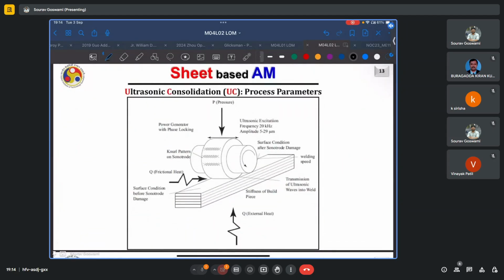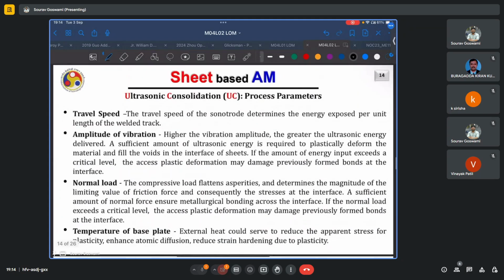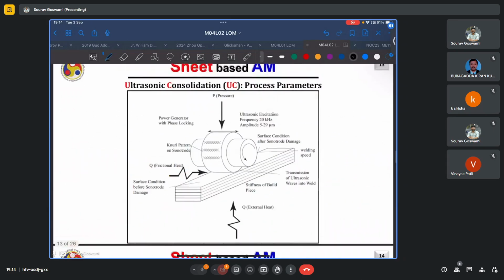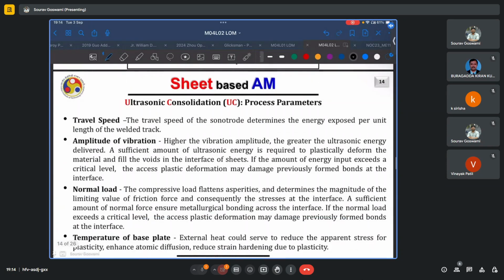The process parameters which are important for this process and their effects are also described. So first is the travel speed or the welding speed. It is the speed at which the sonotrode is traveling along the sheet, and this determines the energy exposed per unit length of the welded track, or the linear or area energy density.